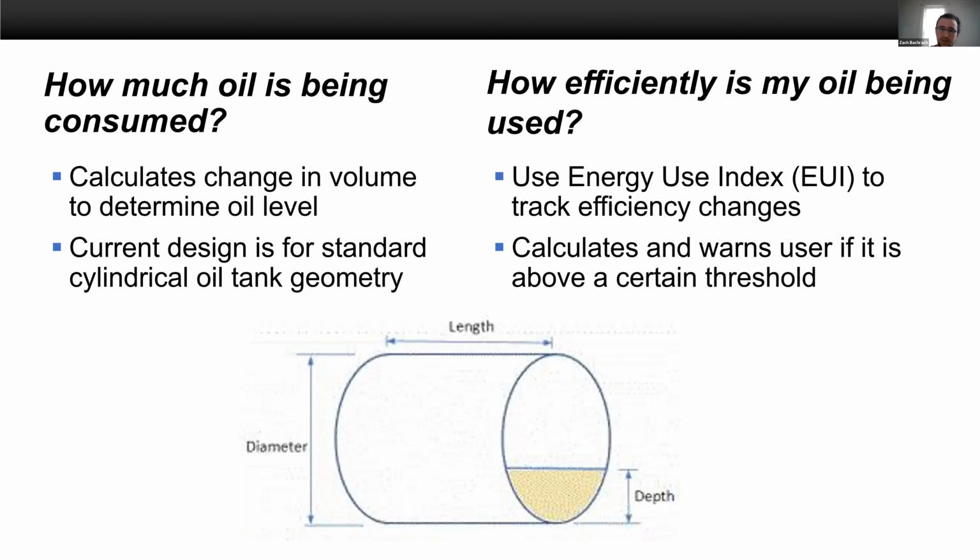The next question we wanted to answer is how efficiently the oil is being used. We do that through the EUI index, and we can do that based on region. For example, in Boston, the number is 40 to 50. We can set a certain threshold, and the user can also change that threshold. If you go above that number, we send them a warning. We say, your efficiency is really not good this week, or this room is really hot, and it's causing your efficiency to go below what it should be. That's a really useful component, and it's important for the user to see which rooms in their house are getting too hot or using up too much oil.